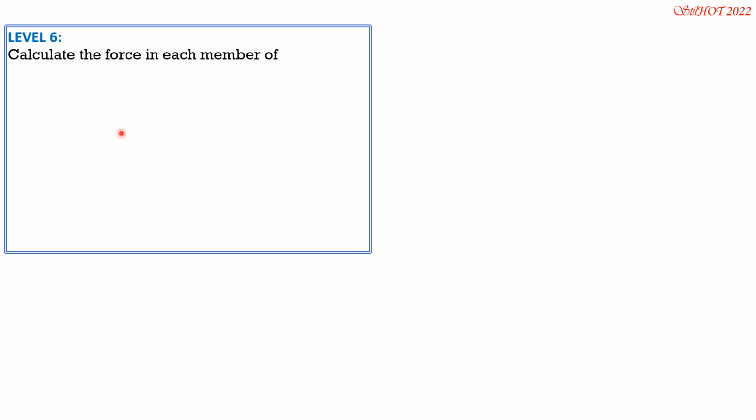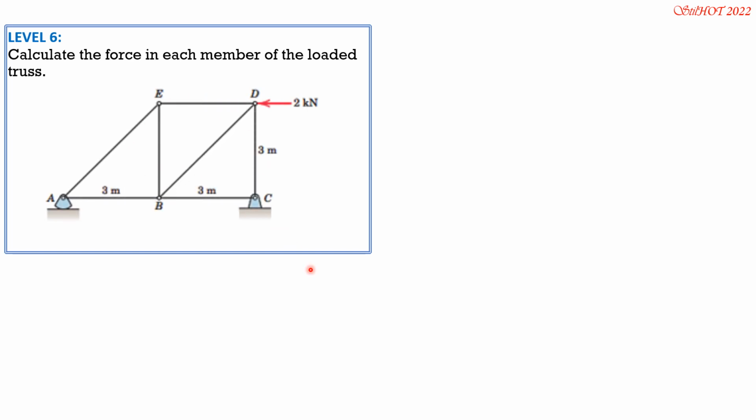Calculate the force in each member of the loaded truss. So here is the given figure. So first, let's compute for the reactions. Call that RA. This is 2 kilonewtons by summing of forces horizontal. Then the vertical reaction, let's call that C sub V. So this angle is 45 degrees, arctan of 3 over 3. So let's begin at joint A. To get rid of simultaneous equations, RA vertical equals 0.